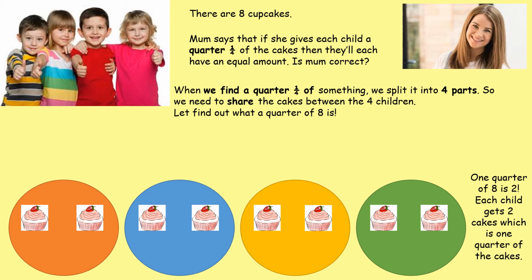And they each have 2. The orange group has 2 cupcakes. The blue group has 2 cupcakes. The yellow group has 2 cupcakes. The green group has 2 cupcakes. They're all equal. And if we add 2, add 2, add 2, add 2, it will make our whole number, our 8, because that's how many cupcakes we started with. So children, you did a brilliant job then, because you helped. We wanted to find what a quarter of 8 is, and 1/4 of 8 is 2. Because each of the 4 children gets 2 cupcakes. So a quarter of 8 is 2.